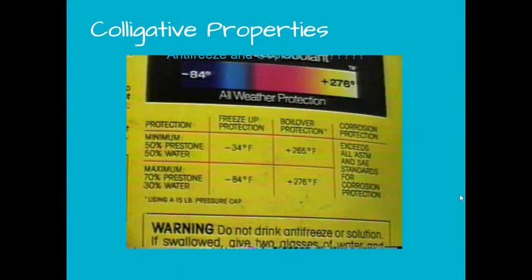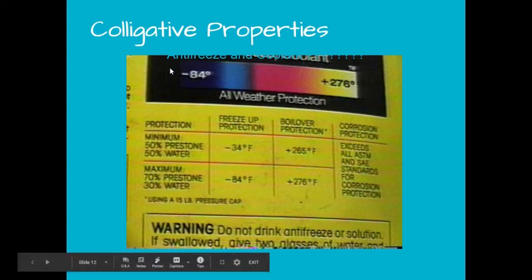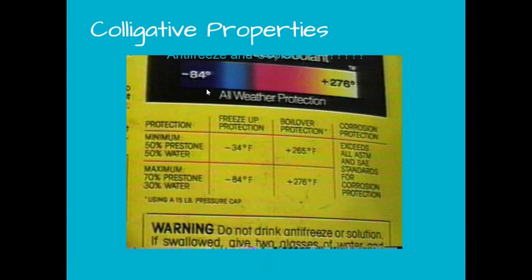All right, so here's a good example of the colligative properties at work. This is a label of an antifreeze bottle. And normally water freezes at 32 degrees and boils at 212. And we can see that by adding this antifreeze to the radiator, we can actually lower the freezing point dramatically to negative 84 degrees, and we can raise the boiling point all the way up to 276. So the radiator's less likely to boil over and it's less likely to freeze.